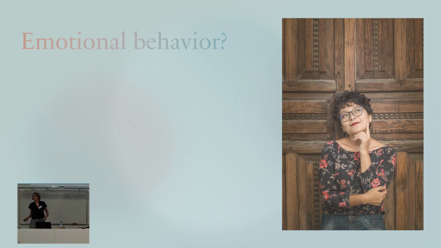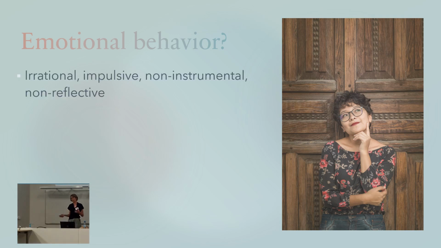To start my presentation, I would like you to think about emotional behavior and how we usually describe it and what people usually say about it. It's very common that you or other people say emotional behavior is irrational behavior, it's impulsive behavior, and it is very often contrasted to instrumental behavior or reflective behavior. So emotional behavior is considered to be non-instrumental and non-reflective.